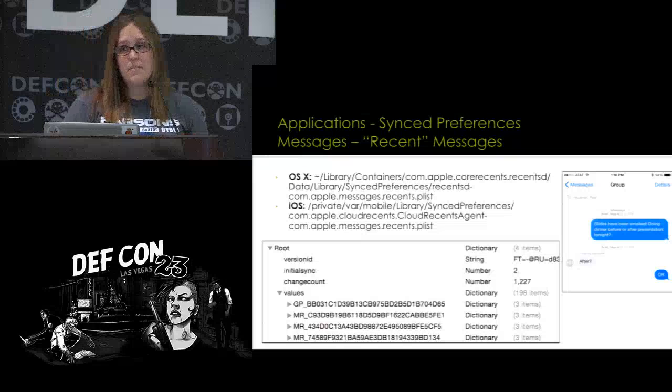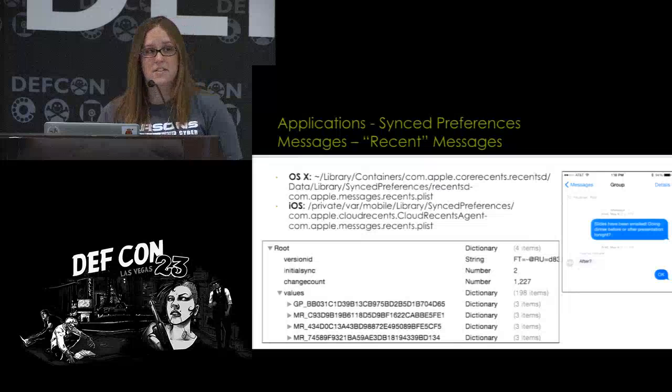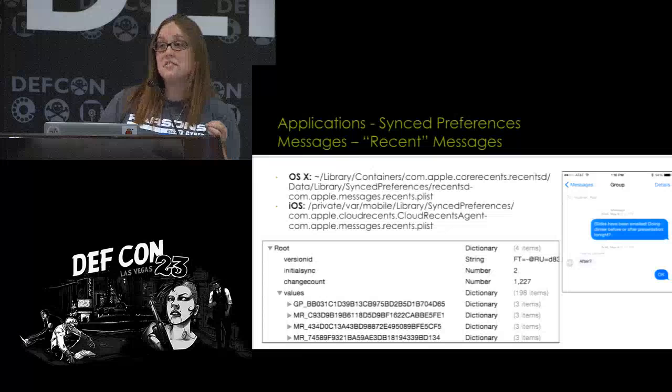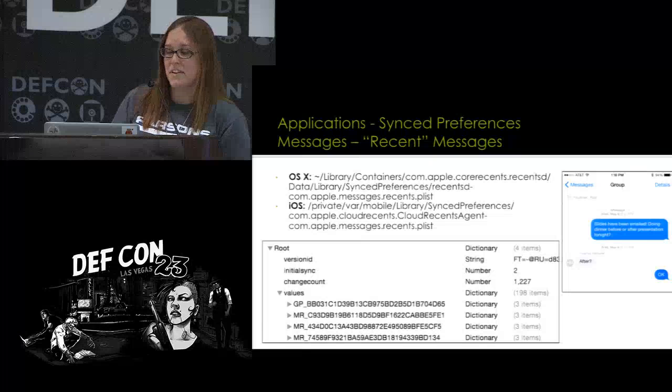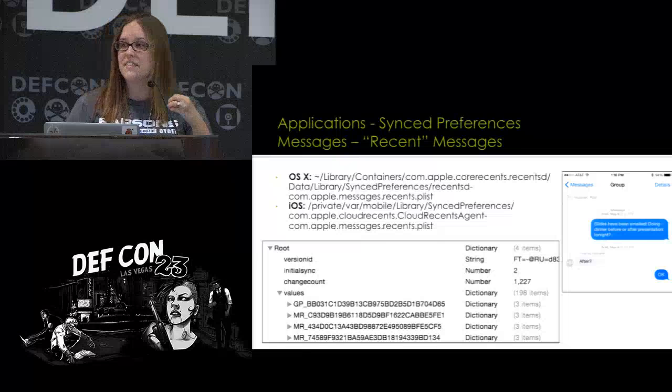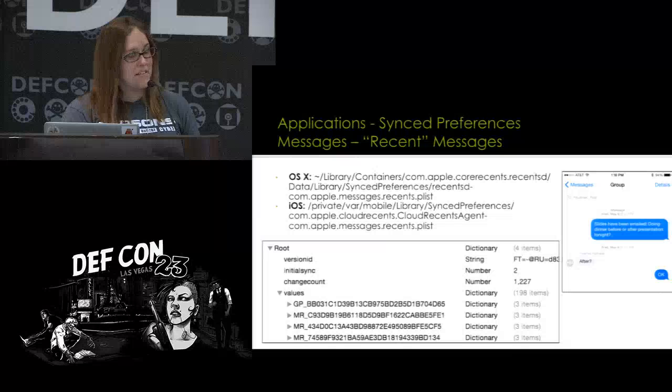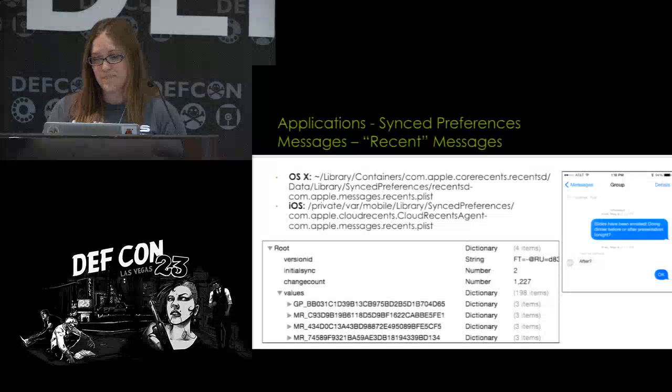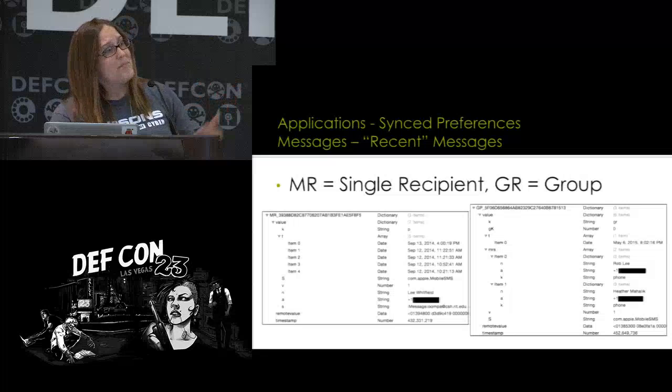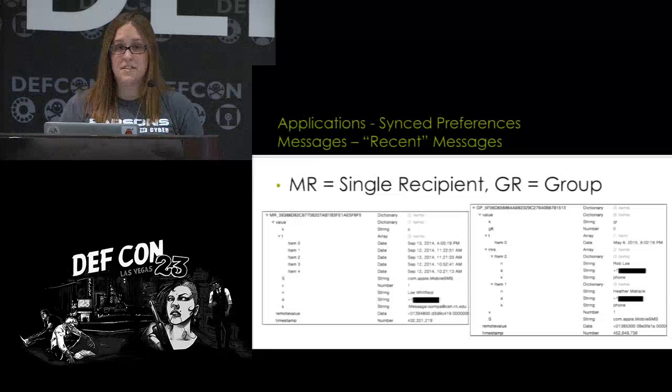So not just with email messages, also text messages, SMS messages, Jabber messages, AIM messages, ICQ if you're that old school. I think that's still supported. All of those messages also get the same data associated with it. So in the com.apple.Messages recents plist, depending on which operating system you're looking at, it stores the same type of data. You got the GP underscore, you got the MR underscore. So it's storing all that same information: the times and dates that contact was last messaged.